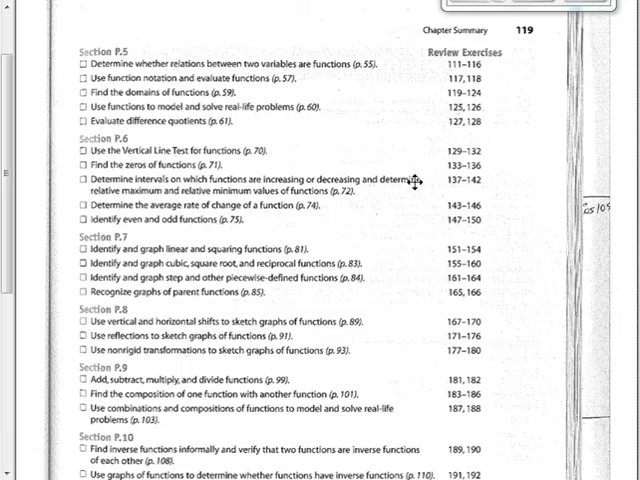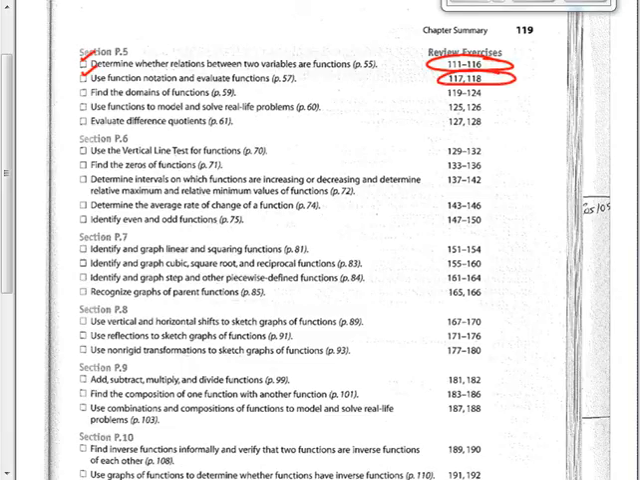In section P5, you needed to decide whether things are functions. If you understand that, then go ahead and put a check mark in there. Okay? You understand it, and you don't really need to do the review exercises. But if you didn't understand it, the review exercises are right here on the next page. They're 111 to 116. Using function notation and evaluating functions. So that's plugging in numbers, being able to evaluate functions. If you didn't know how to do that, there's some review problems.